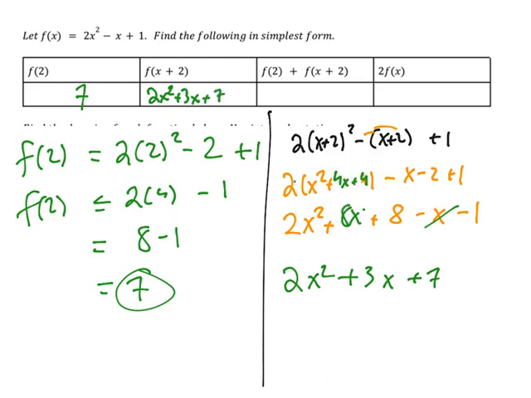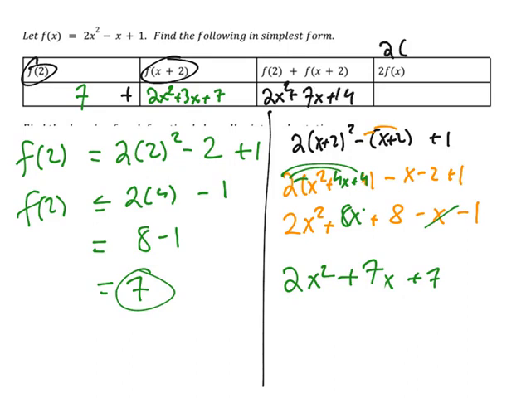Wow, sorry, I made a quick mistake there. It should be 2x squared, and that should be 4x in the middle because it's 2 times 2x, and then plus 4, which changes this to 2x squared plus 7x plus 7. My apologies there. Then the next one, we're just going to add these two quantities together to get f of 2 plus f of x plus 2. So that becomes 2x squared plus 7x plus 14.